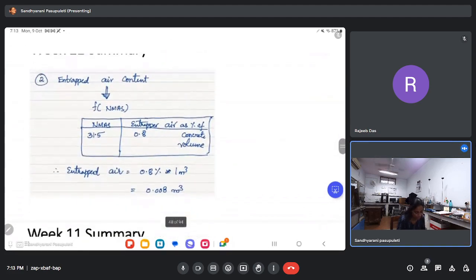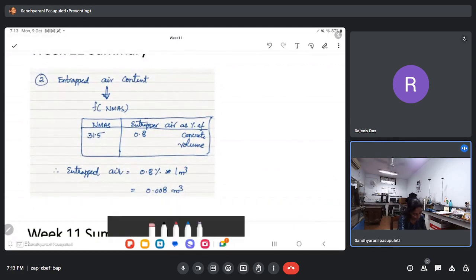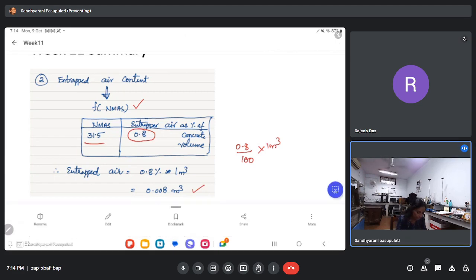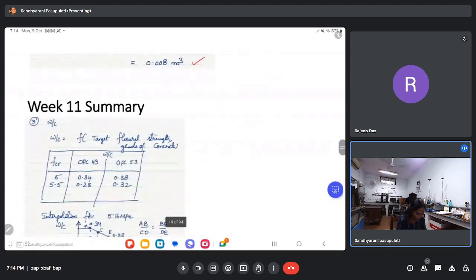Once we calculate that, the second step is to calculate entrapped air. This entrapped air is a function of nominal maximum aggregate size. We have an NMAS of 31.5, and corresponding to that, the entrapped air percentage is given as 0.8. That means 0.8 by 100 into the volume of concrete, 1 meter cube, which is nothing but 0.008. We will use this in the later stages. For now, keep this aside.